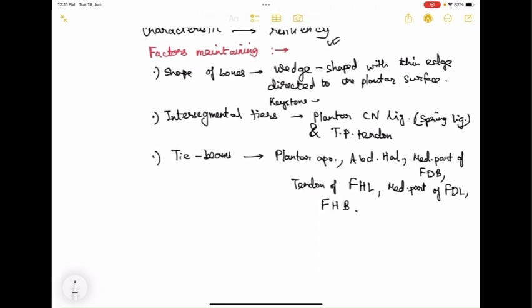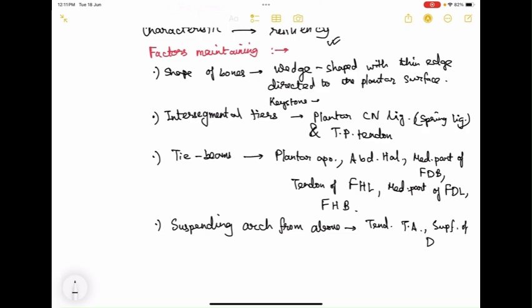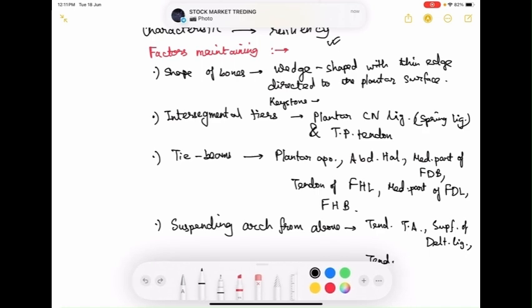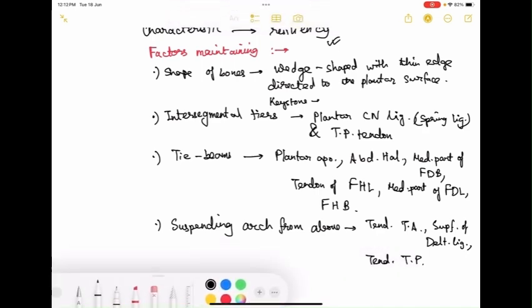Big answer. Okay, it's hard to remember this one. I know, even I've struggled. And suspending the arch from above: tendon of tibialis anterior, superficial fibers of deltoid ligament, tendon of tibialis posterior. Yes.